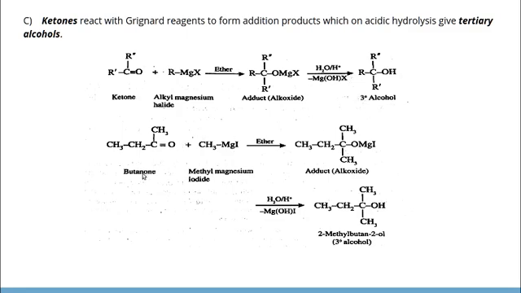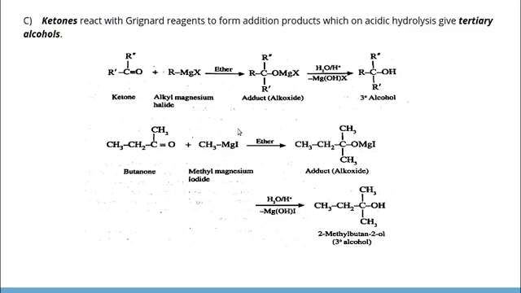Here we have an example, butanone. Butanone on treating with methyl magnesium iodide in ether medium we will get an adduct, then on hydrolysis we will get a tertiary alcohol. This is the tertiary alcohol group, COH. That means this is a tertiary carbon on which an alcohol group is attached. Tertiary carbon means a carbon which is attached to three other carbons, 1, 2 and 3.